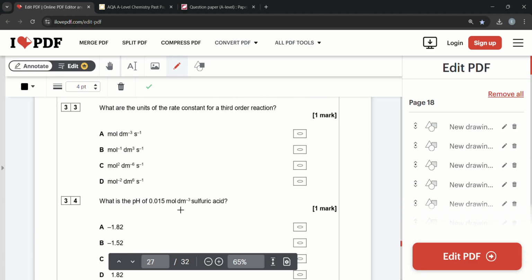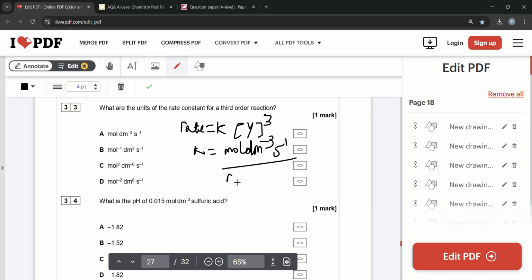33. What are the units of the rate constant for a third order reaction? Again, I don't really like this multiple choice question, but now I know how to do it. It's not too bad. First, construct the rate equation. Rate is equal to k, just a random one, y cubed. We'll rearrange it. Rate constant k is equal to rate, mole per dm^-3 s^-1, over mole per dm^-3 cubed.